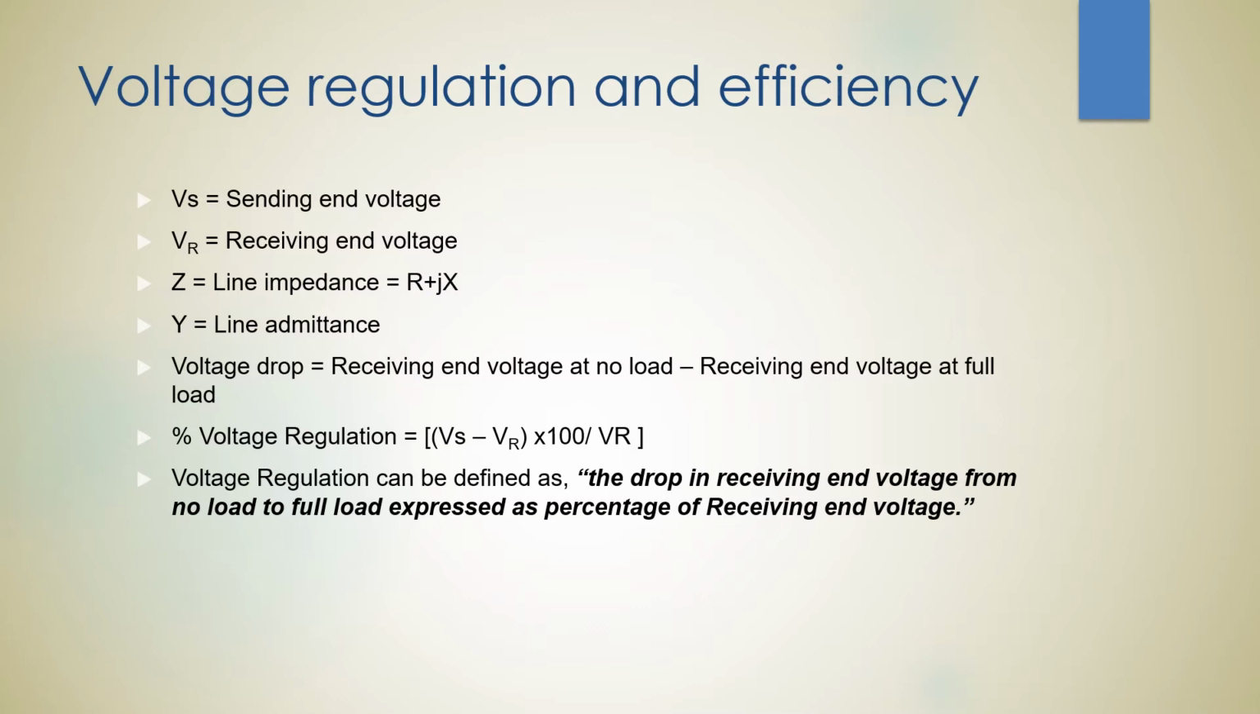Voltage drop is equal to receiving end voltage at no load minus receiving end voltage at full load. So it is defined as percentage voltage regulation is equal to Vs minus Vr, the difference between these two, divided by Vr. The whole thing is multiplied by 100, which gives us the voltage regulation in percentage. So the basic definition of voltage regulation is the drop in receiving end voltage from no load to full load expressed as a percentage of receiving end voltage.